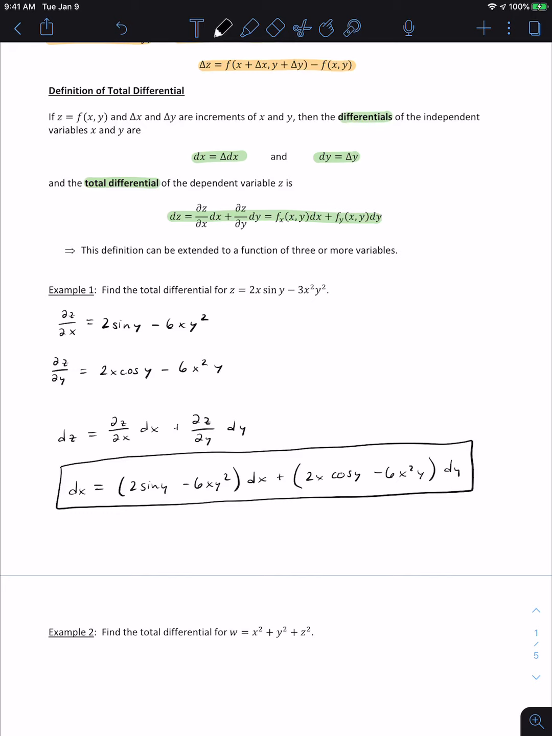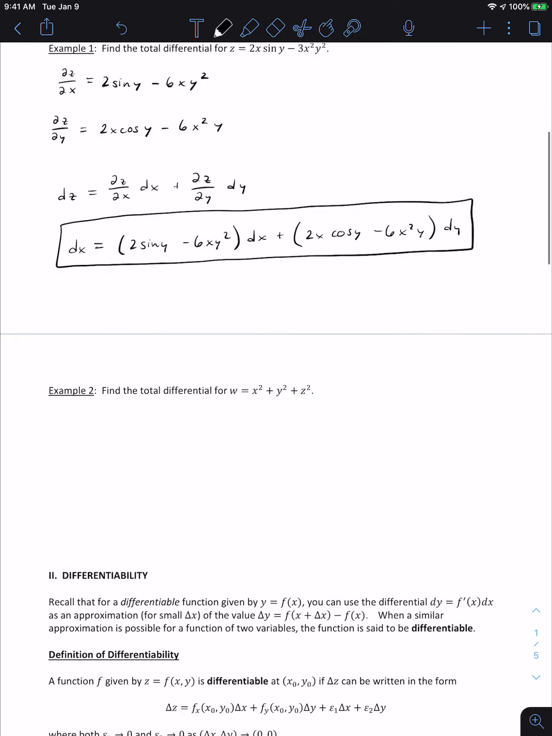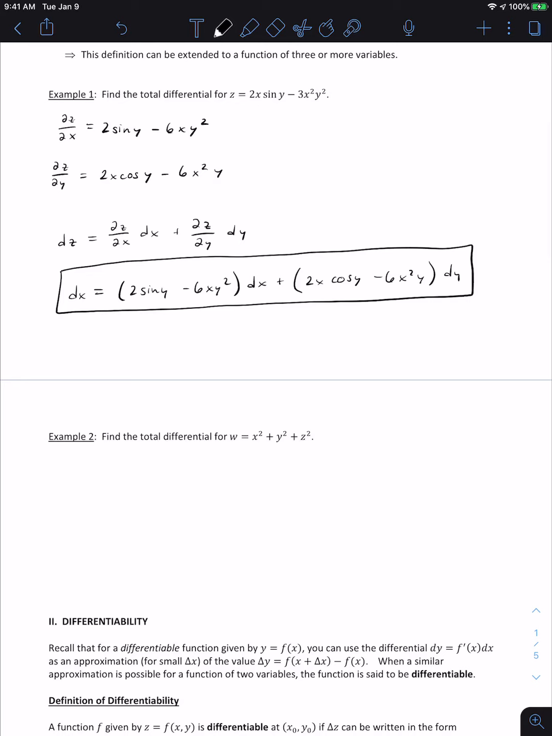Okay, so now let's look at another one. Let's look at this one. This one's a function of three variables.